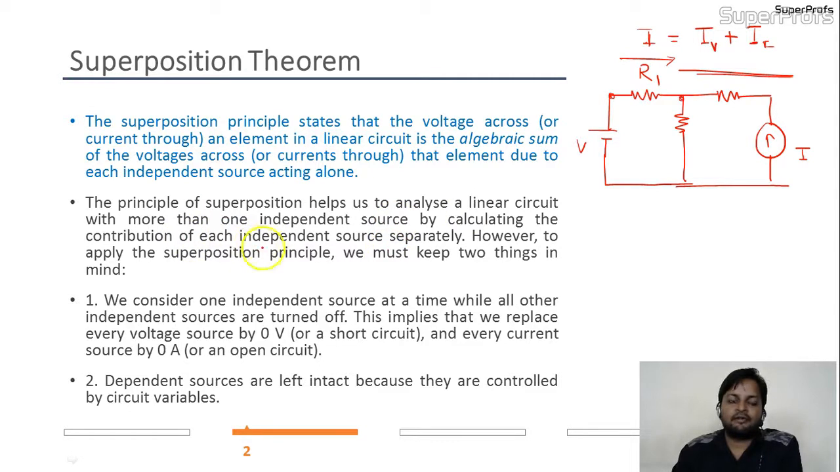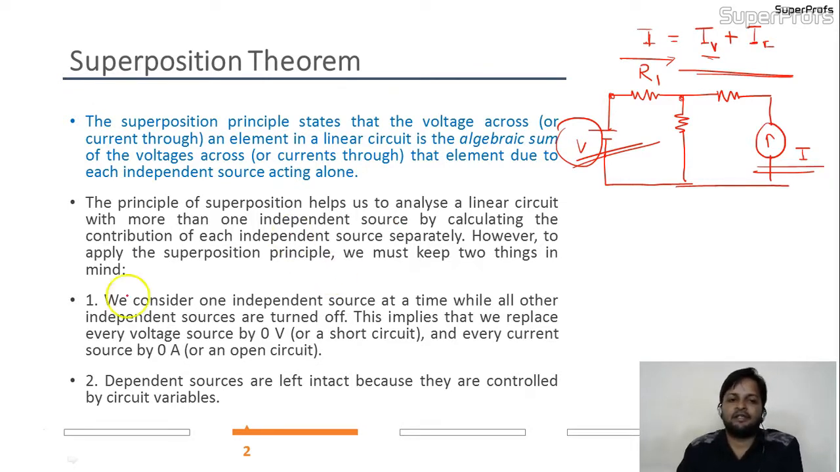By calculating the contribution of each independent source separately. So in the superposition theorem, we'll first take the contribution of the voltage source. We'll find out the contribution of the voltage source. Then in the second step, we'll find the contribution of the current source. In the third step, we'll add them. Algebraic summation, I'm telling you. And the resultant is nothing but the output current or voltage in that particular branch or element.